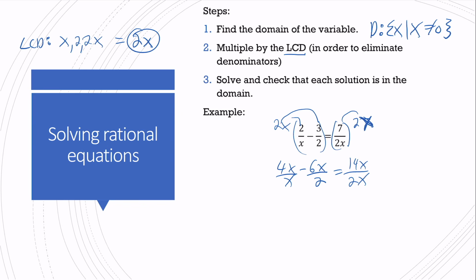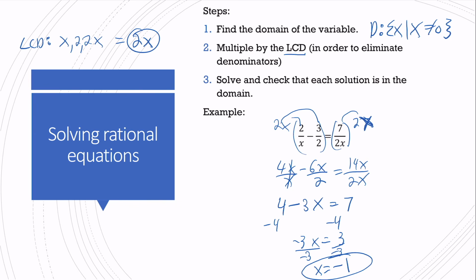Now what I need to do is simplify each of my fractions, and that'll eliminate my denominators. In my first equation, the x goes away, so I have a 4. 6x over 2 is 3x. 14x over 2x, that's going to give me a 7. So now I have an equation of one variable. I know how to solve this. I subtract 4 from both sides. Negative 3x equals 3. So I divide both sides by negative 3 and get x equals negative 1. This is my solution. Is it in my domain? Yes, because only 0 is not included in our domain. So our solution here is x equals negative 1.